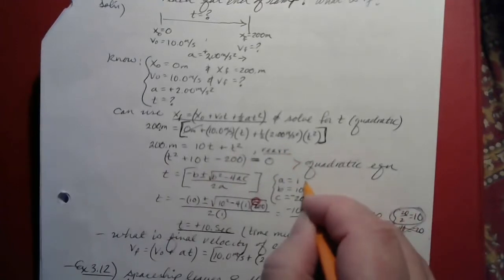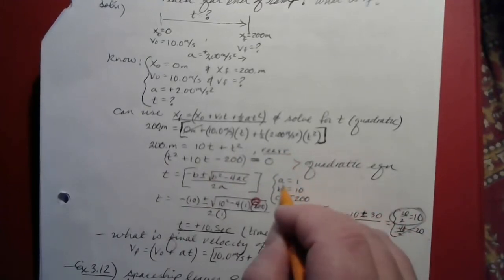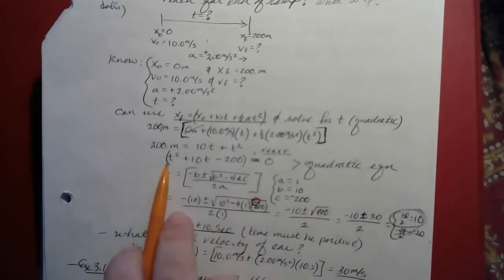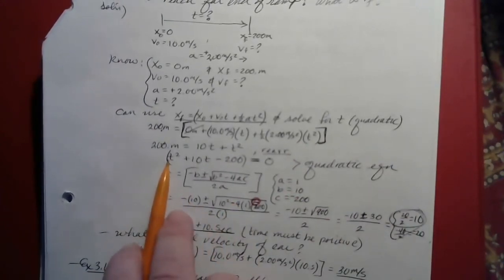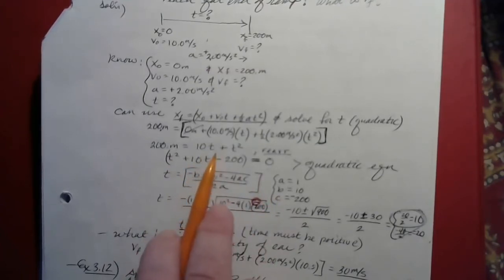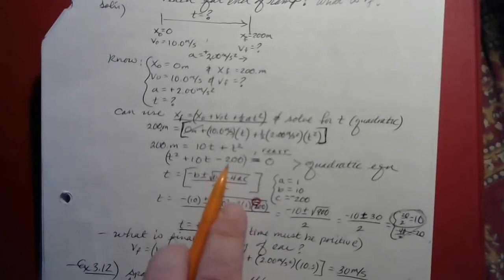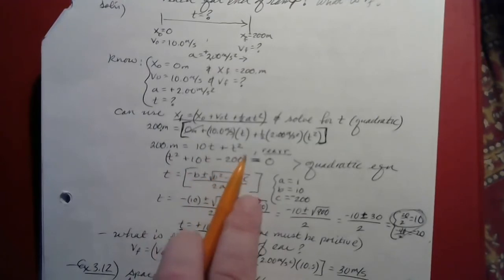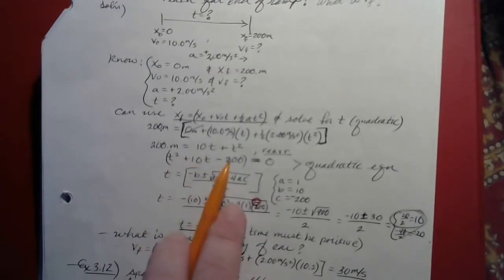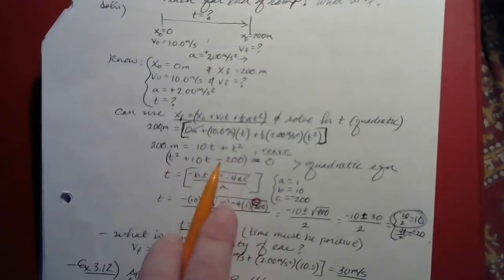In this case, in the quadratic equation, traditionally a is the coefficient for the squared term, b is the coefficient for the variable to the first power, and c is the coefficient for the variable to the 0 power. So a is 1, b is 10, and c is negative 200. Don't miss the negative sign, it's negative 200.